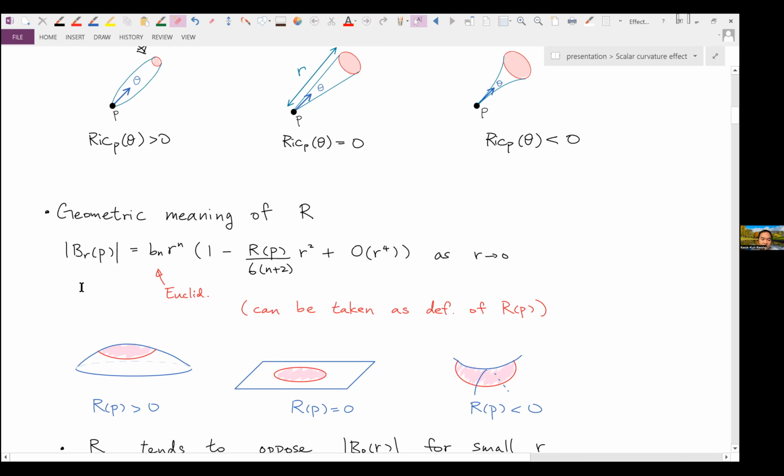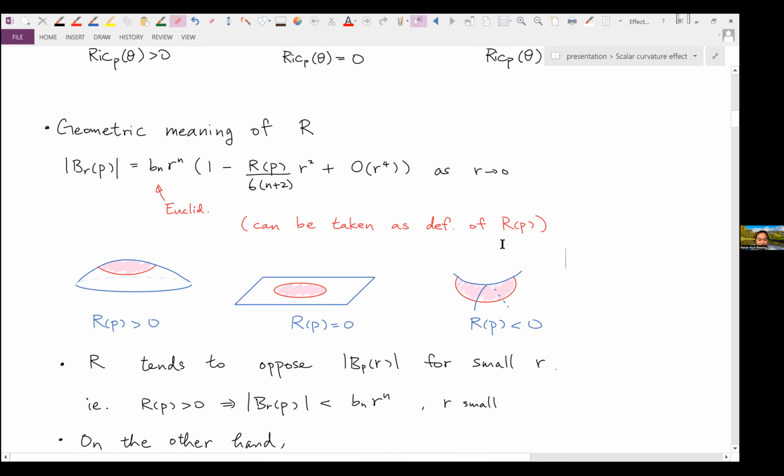Okay, so this actually can be taken as the definition of the scalar curvature. Although in practice, we don't usually use this definition because we really can't compute things using this kind of definition, but instead we just use the trace definition. So with these pictures, we can already see that the scalar curvature tends to oppose the growth of the volume of balls, at least for small r.